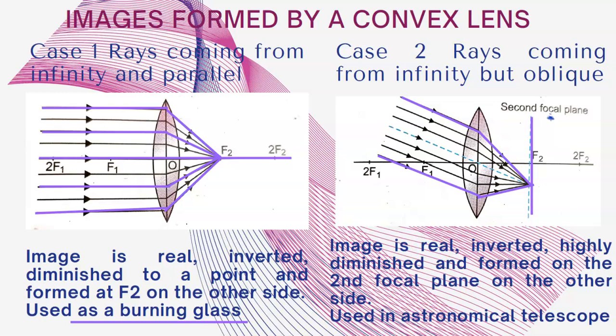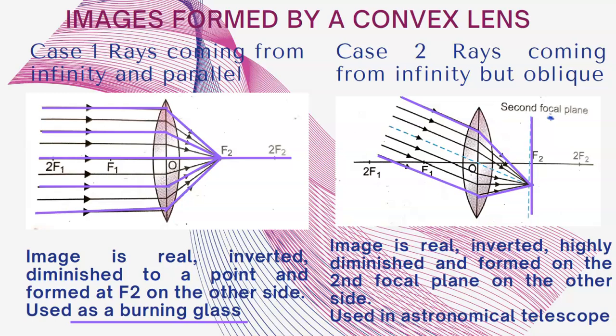There is a difference in case 1 and case 2. Case 1 says the image is diminished to a point because it is point-like, while in case 2, the image is formed on the second focal plane, which is highly diminished and formed on the second focal plane on the other side of the lens. This case of convex lens finds a use in an astronomical telescope.